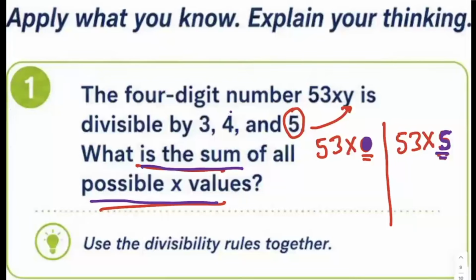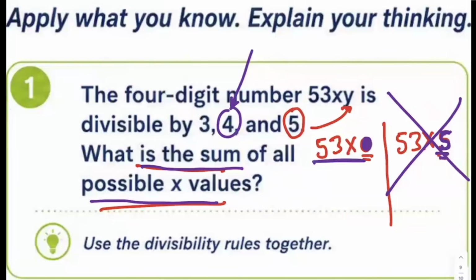the 4. Can we have 5 at the end of this number? Why can we not have 5? Why should we cross this one out? Because the number is divisible by 4, right? You cannot have 5 at the end. It doesn't matter what x is, whatever you have, 15, 25, it's not going to be divisible by 4.